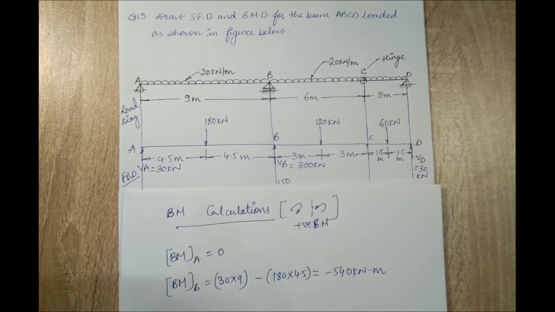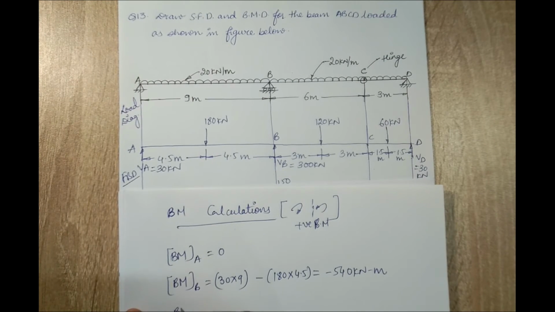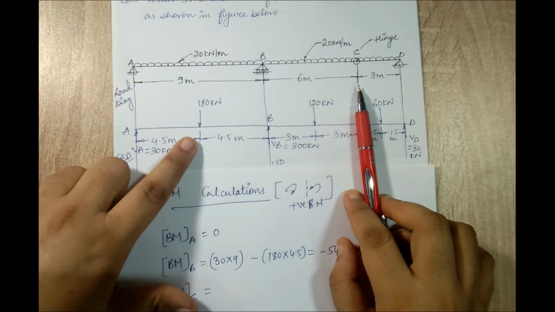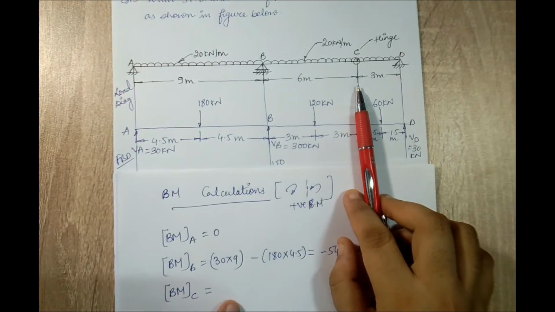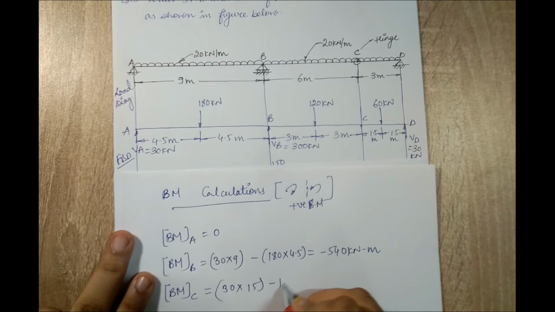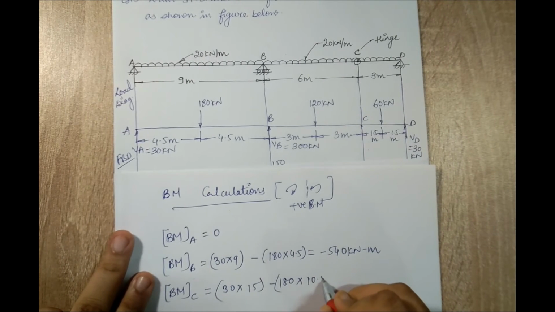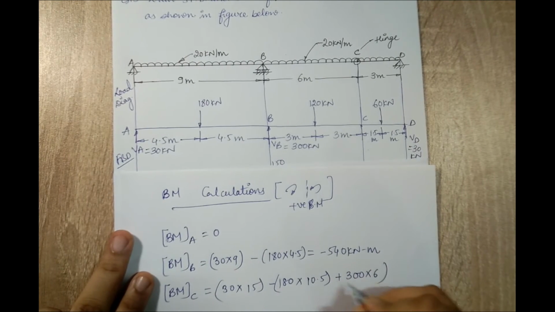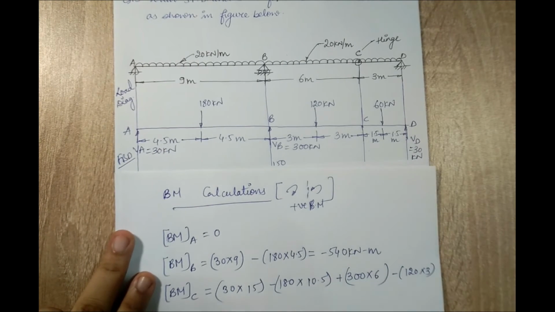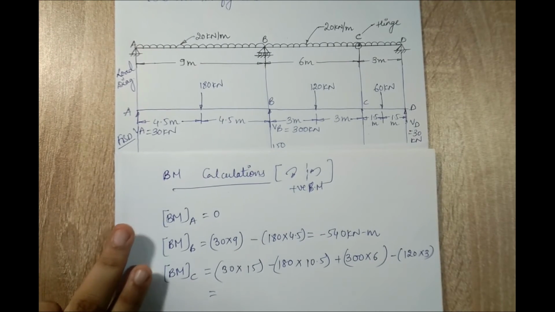Next, I'll go to the point C. I will get the value of bending moment at point C as 0. So let's calculate at point C. When I stand at C, I will see VA turning clockwise, 180 turning anti-clockwise, VB turning clockwise and 120 turning anti-clockwise. So I'll have 30 into 15 minus 180 into 10.5. Then I'll have plus 300 into 6 and I'll have minus 120 into 3. When I solve this, I'll get the answer as 0.